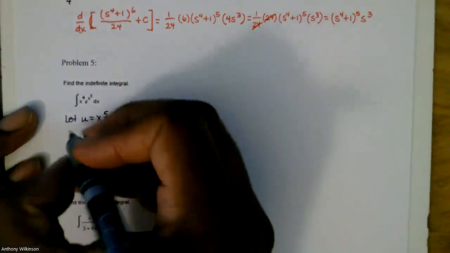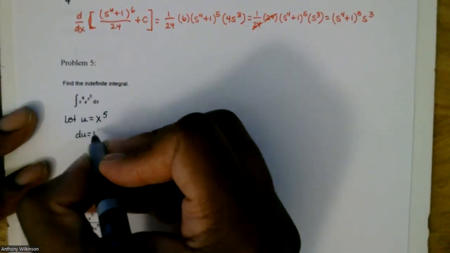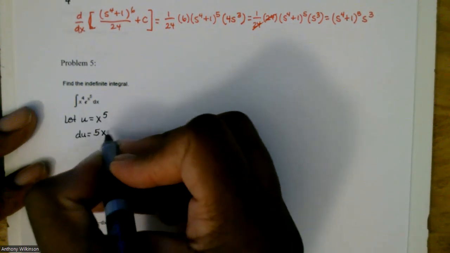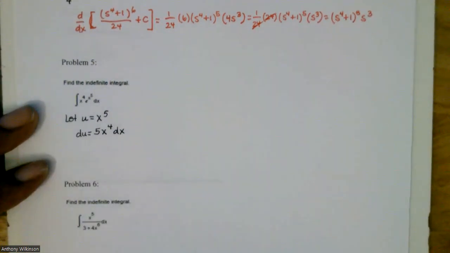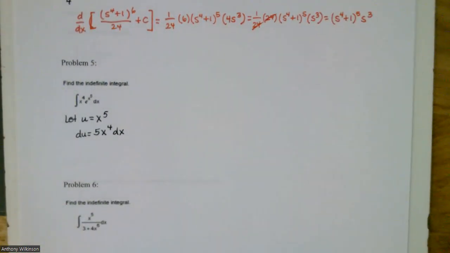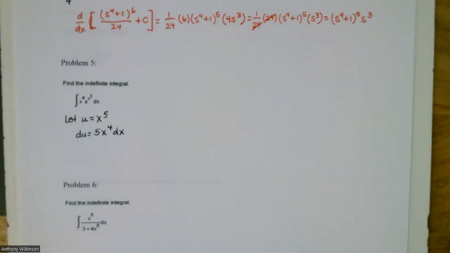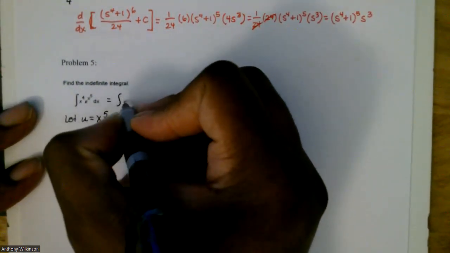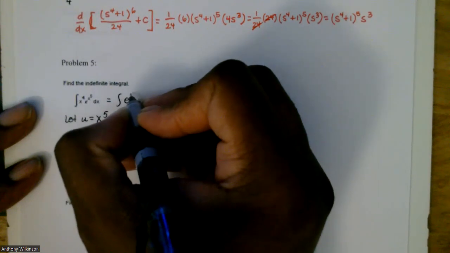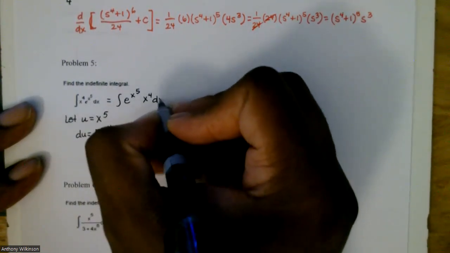And then du, if I take the derivative of that, that'd be this. Bring the 5 down, copy the x over to the 1 less power. So it'd be 5x to the 4th dx. Well, notice I do have x to the 4th dx, but not the 5. So I'll just go ahead and rearrange this for simplicity. So I'm going to put e to the x to the 5th here, and then x to the 4th dx.